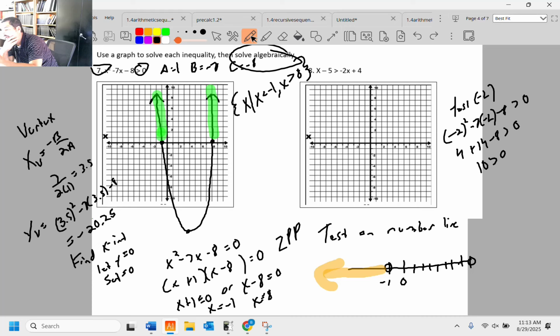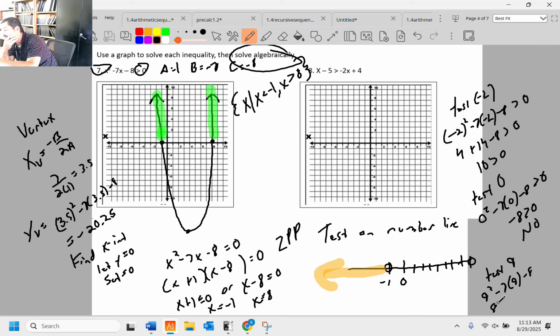All right, I have to test in between, so I'm going to test 0 because that's easy to test. I would have 0 squared minus 7 zeros minus 8, and is that bigger than 0? No. So I don't get to keep anything in between. I also have to test to the right of 8, so I'm going to test 9. If I plug in a 9, I'll have 9 squared minus 7 times 9 minus 8. 9 squared is 81. 7 times 9 is 63. I learned that in 4th grade. And that is definitely bigger than 0 because that's 10.